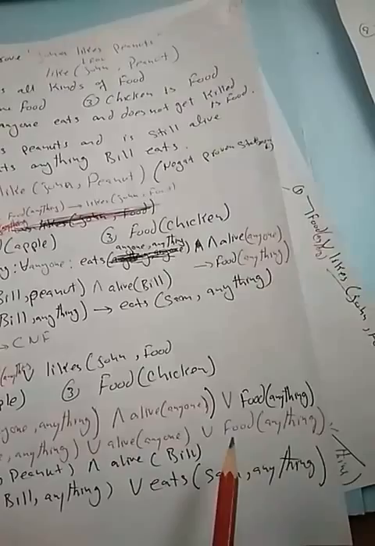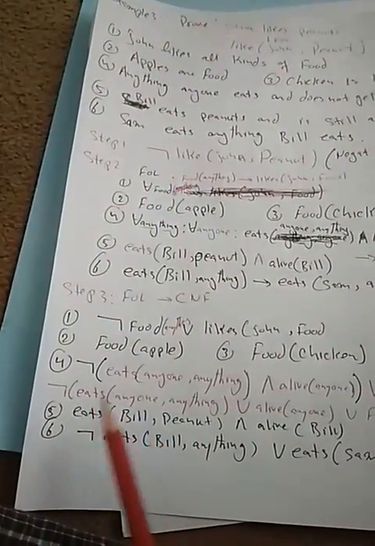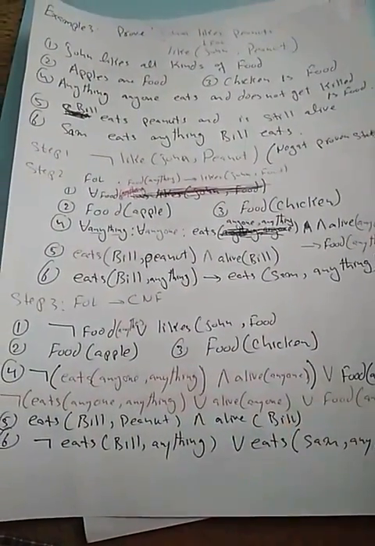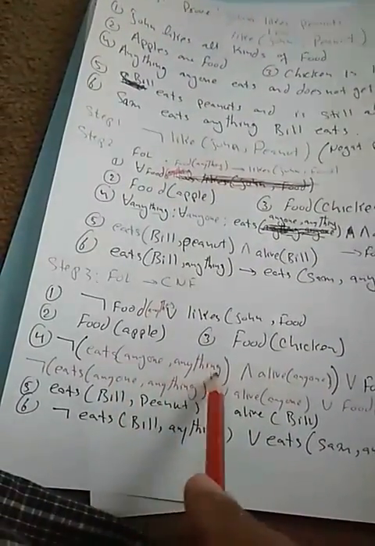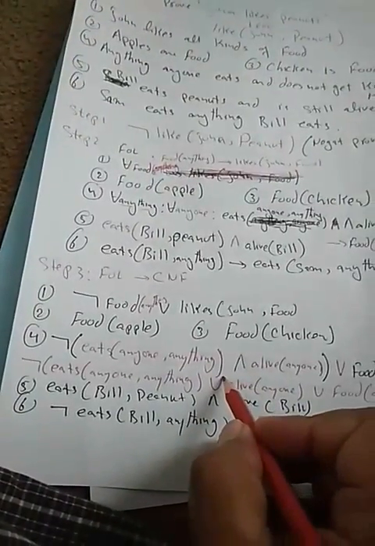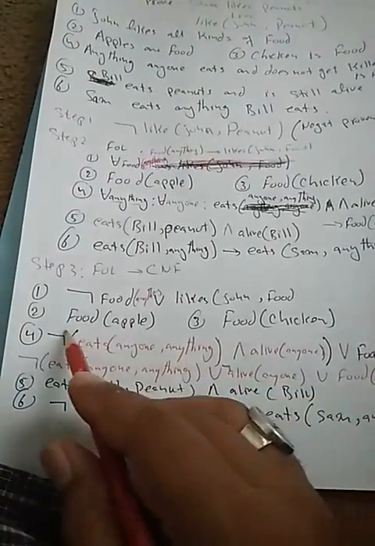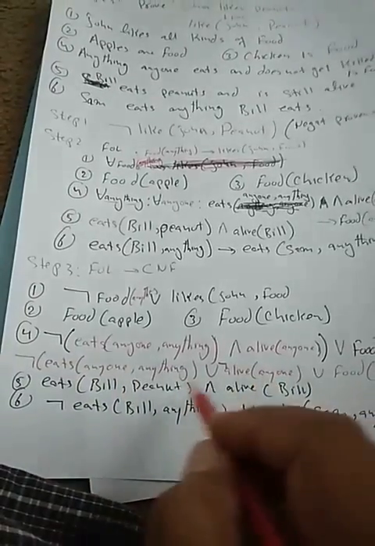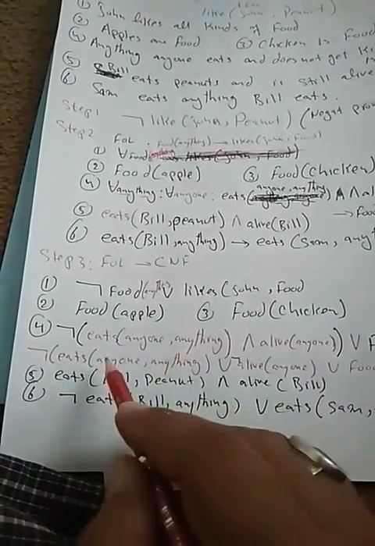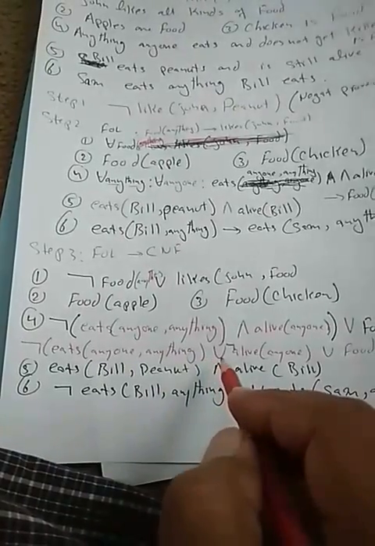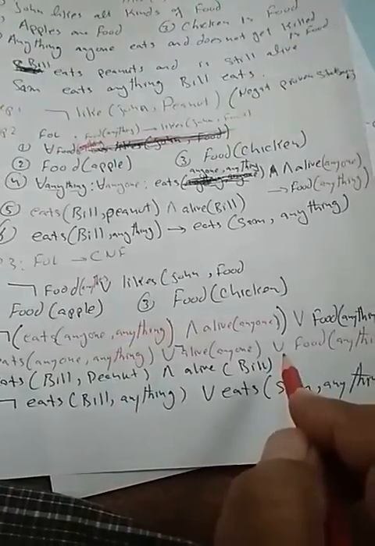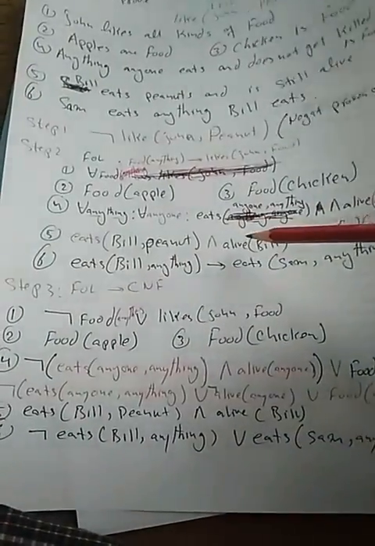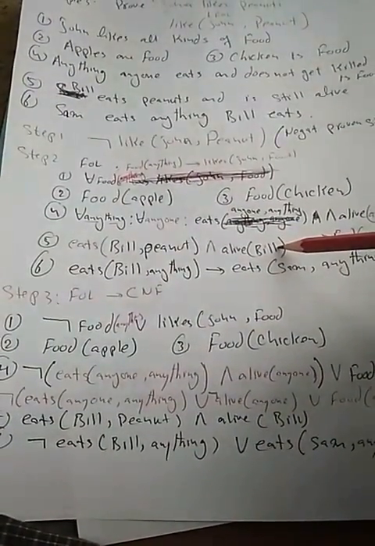This one is here, right? And disjunction food. When we apply this inside, it's going to impact like this. This is missing here, a slight mistake here, and this also comes with the negate sign because negate is applied inside. So negate eats anyone anything, disjunction converted, negate alive anyone, disjunction food. And the fifth statement we don't need to change.